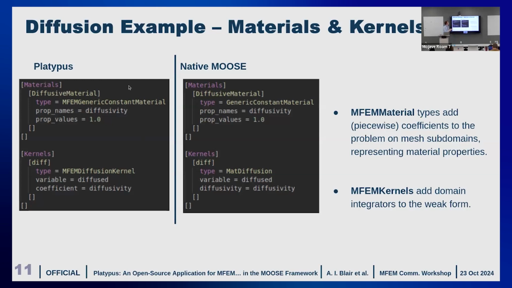For coefficients and the piecewise coefficients that represent material properties, we have this materials block by analogy with Moose, which can be functions or constants in this case. And this is how we make sure that we build up that piecewise coefficient in an appropriate way, consistent with how the existing Moose does things. And as a result, this is declaring the addition of the kernel.